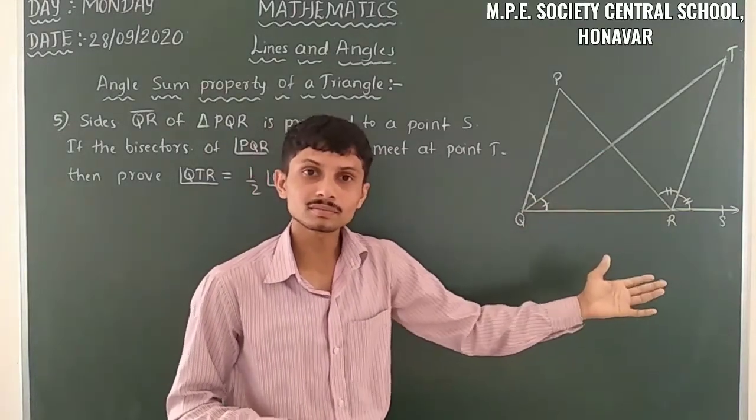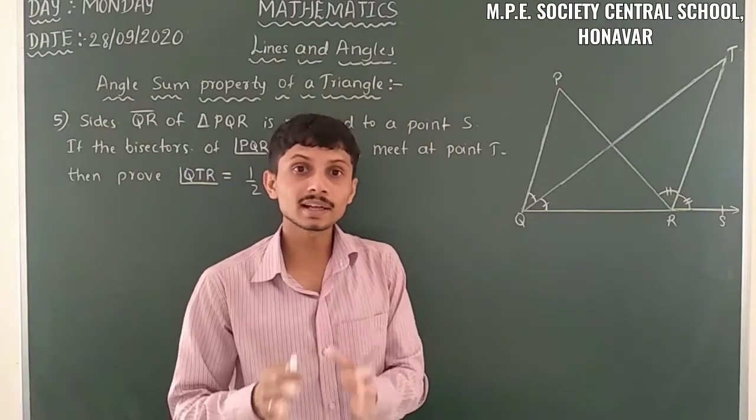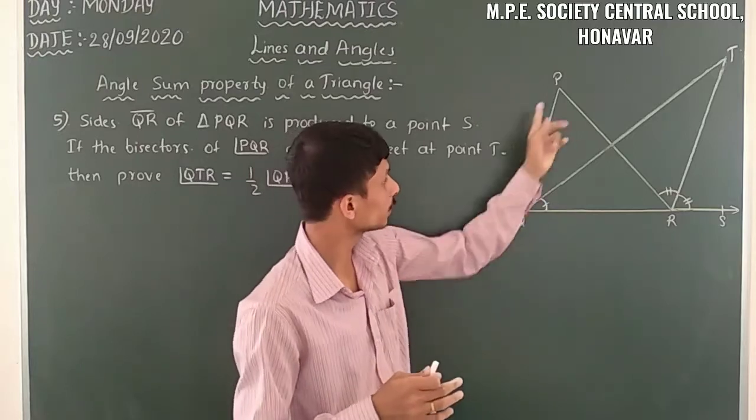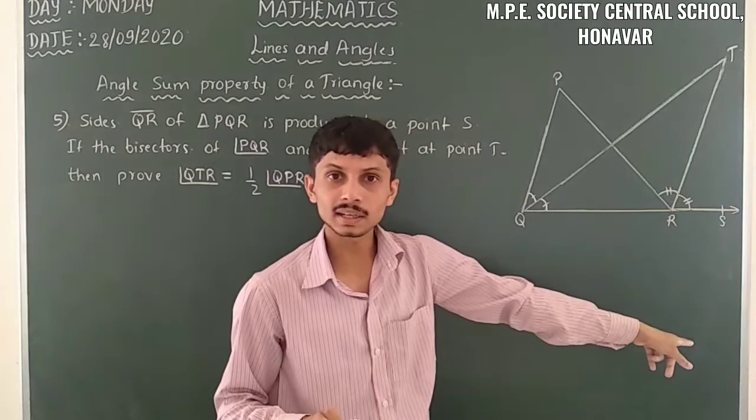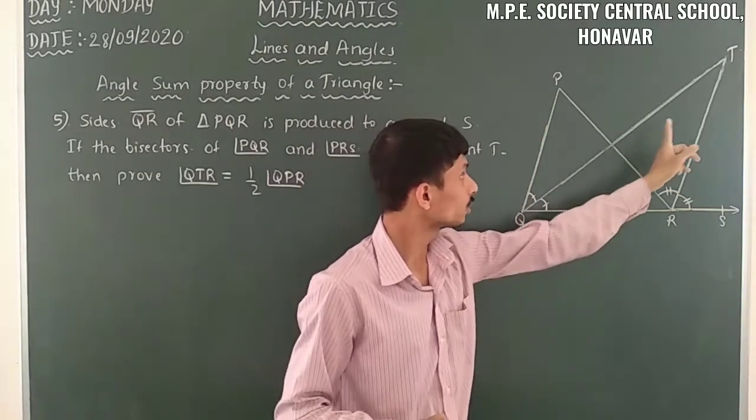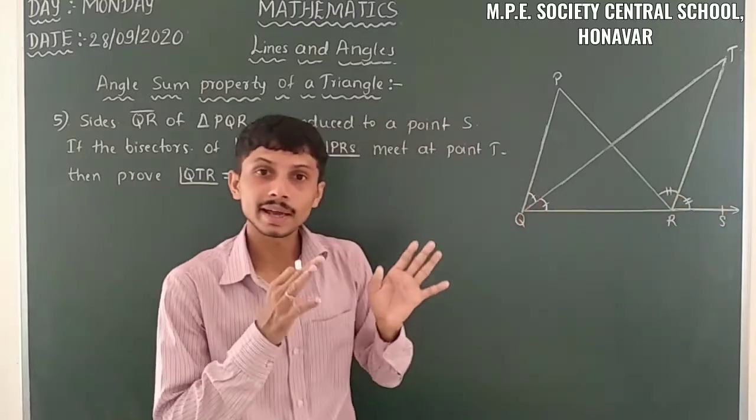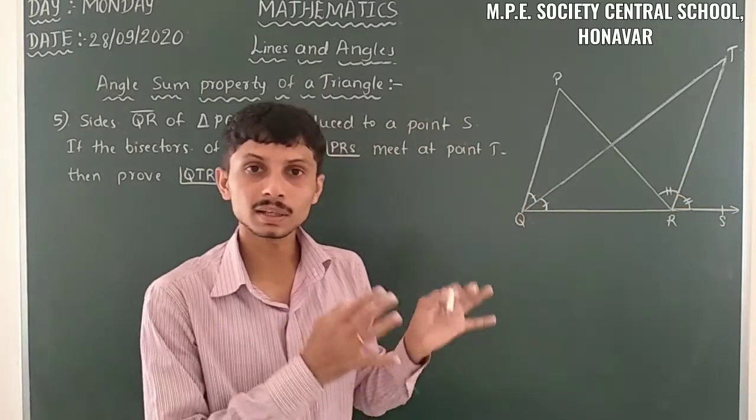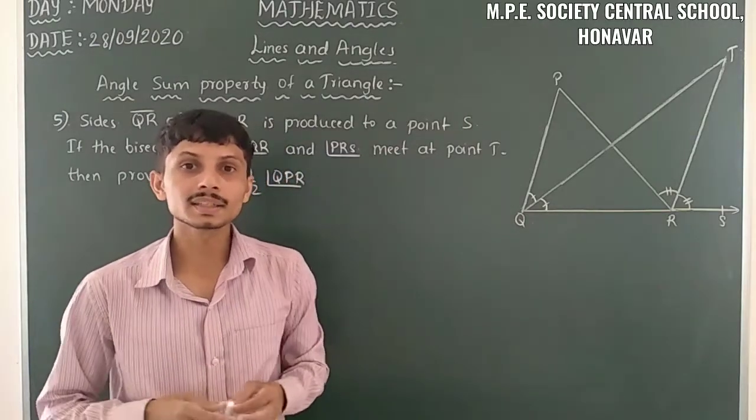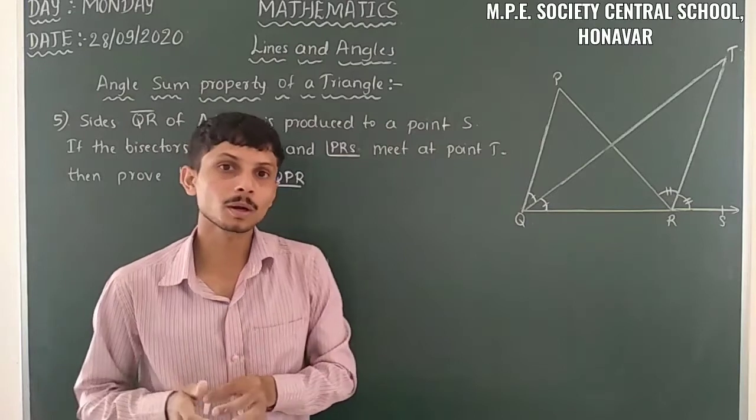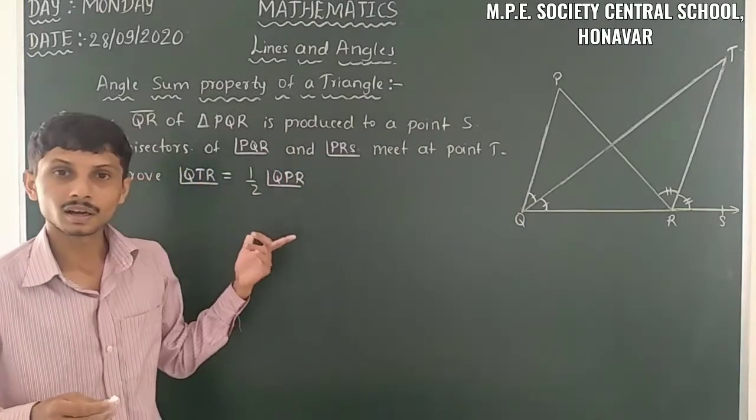So when we take this situation, two exterior angles are formed. Here just observe PQR. In PQR, PRS is the exterior angle formed, and in QTR, TRS is the exterior angle formed. So here we can use those exterior angles and, from Theorem 6.8, the angle sum property of a triangle, we can prove this assumption.